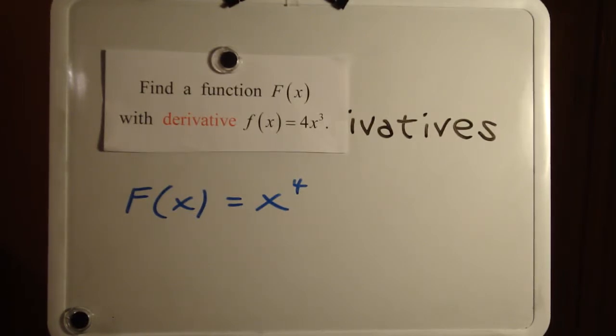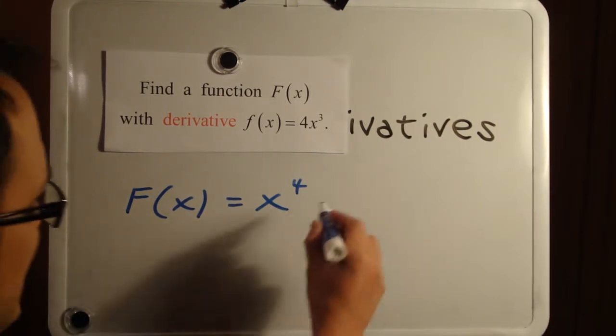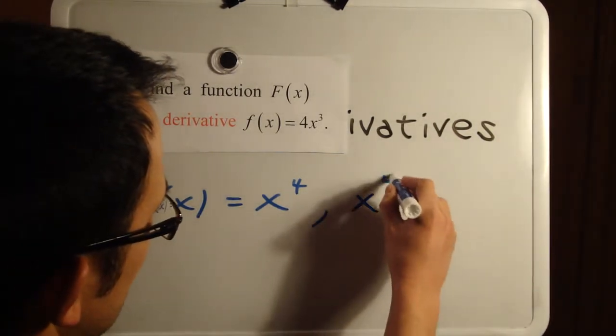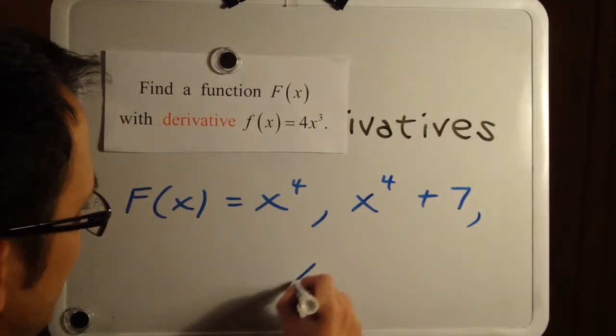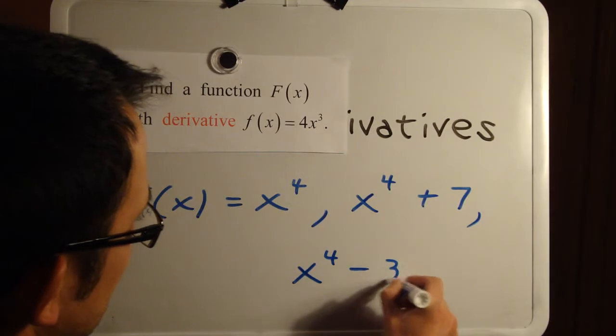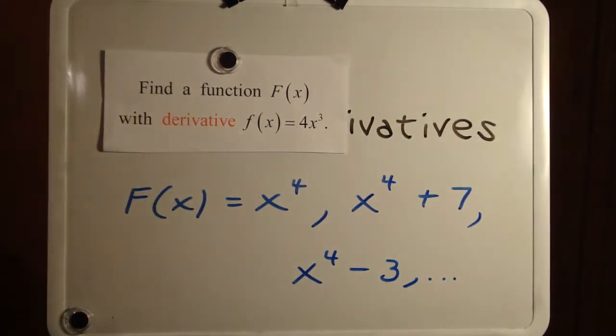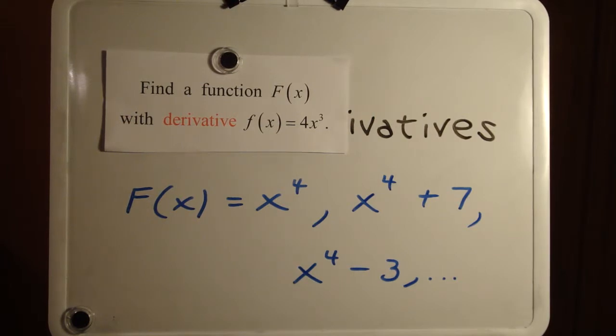The interesting thing about this, though, is that this would not be the only answer. If we differentiate this, we will get 4x cubed, without a doubt. But there are many other examples. x to the fourth plus 7 would also be suitable. In fact, you could take x to the fourth minus 3. And so the list here is really endless. What we're really saying here is that the capital F is not a single function, it's actually a collection of functions. So we get an entire family of antiderivatives that are associated here.